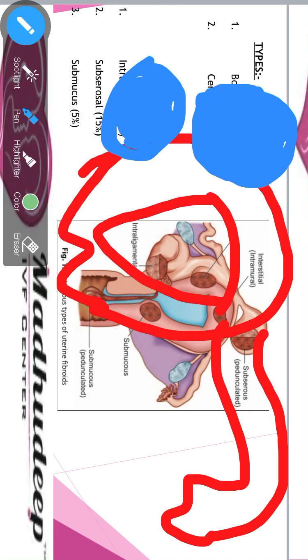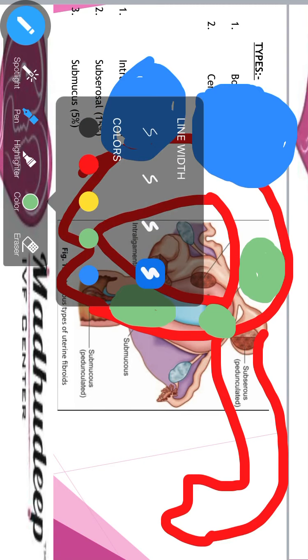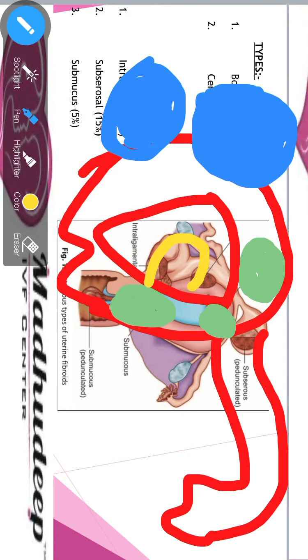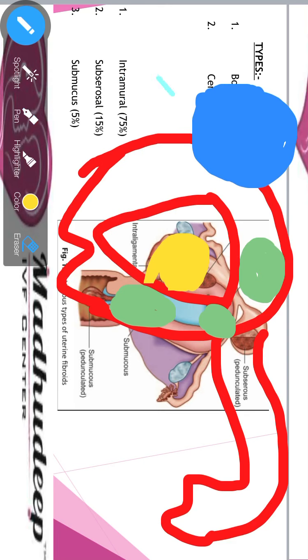If the fibroid is in the myometrium, it is called an intramural fibroid. If it protrudes into the cavity, it is called a submucous fibroid. So the blue one is the subserosal fibroid, the green one is the intramural fibroid and the yellow one is the submucous fibroid. So basically three types of fibroids are available: subserosal, intramural and submucous.